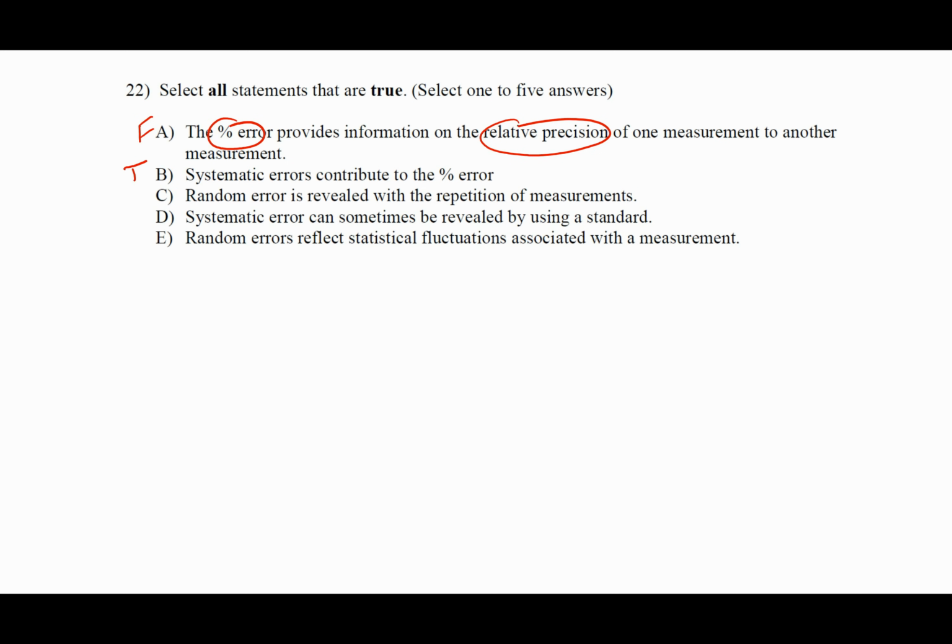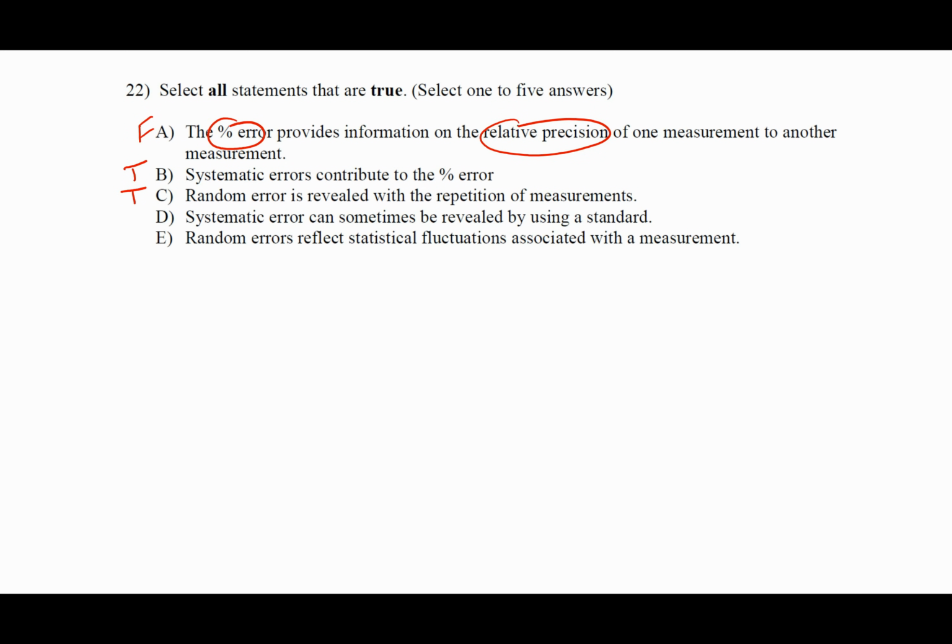Absolutely true. Random error is revealed with the repetition of measurements. Yes, right? The more measurements you take, the more you know about the random error. Doesn't mean it gets bigger, doesn't mean it gets smaller. You just know more about it.